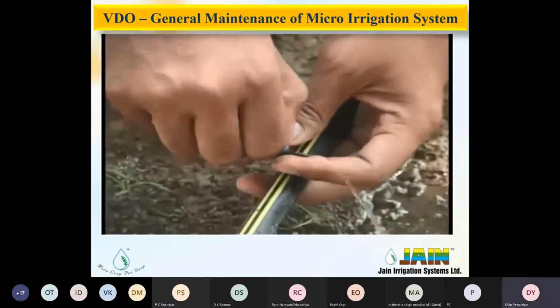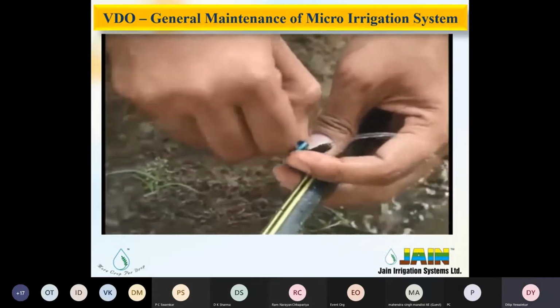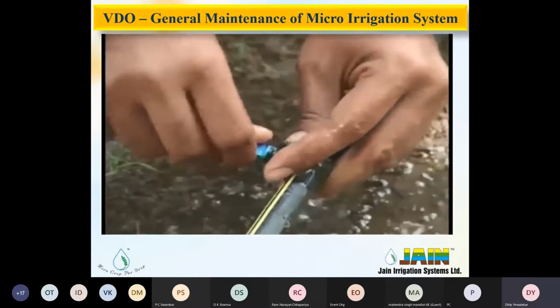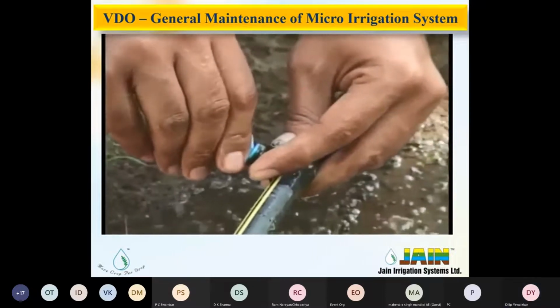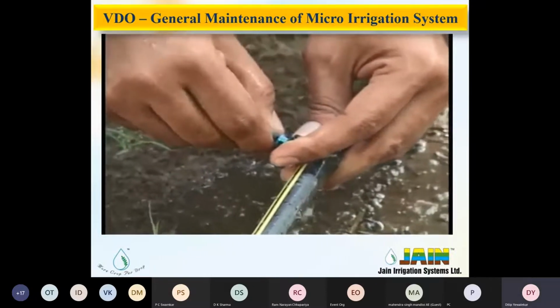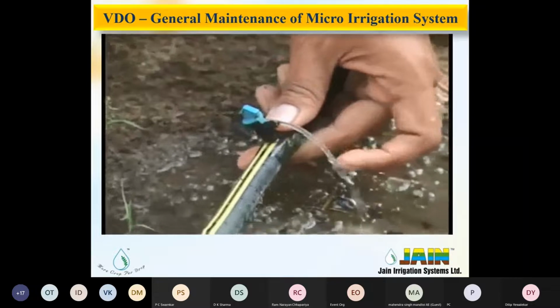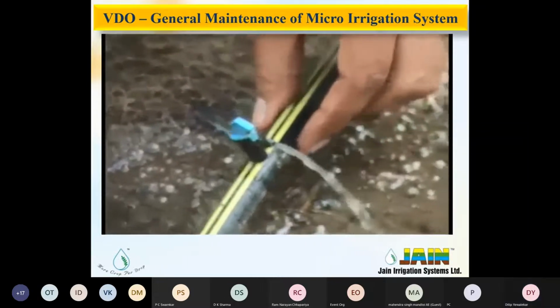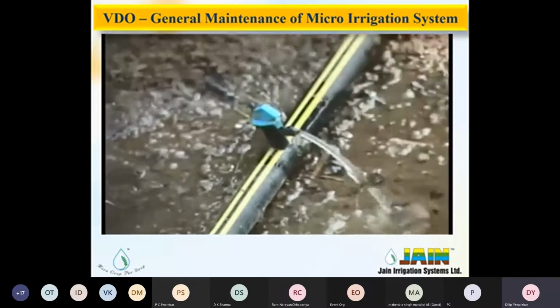This is another dripper, a very simple dripper. Just remove the cap and clean it. These drippers are called button drippers. In a button dripper, you can clean it easily, but an inline dripper is not possible to clean. Remove the dripper from the drip line and clean it.